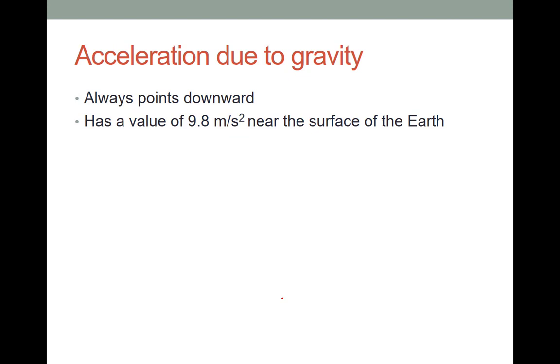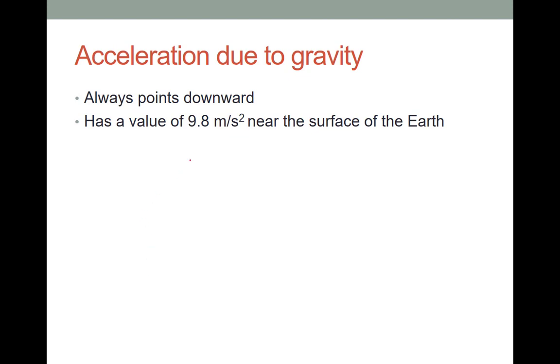So you're like, okay, well, how close to the surface of the Earth do I have to be? You could be on top of Mount Everest. It will not have changed that much. So over the normal path of a ball, using a constant value of 9.8 meters per second squared is acceptable.